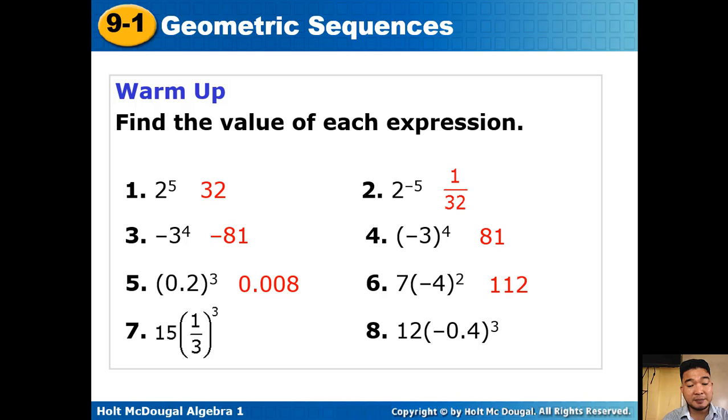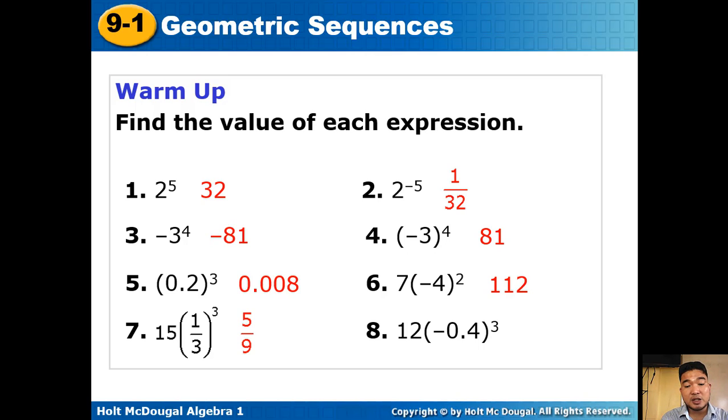For number 7, that is equivalent to 5 over 9. Since 1 over 3 cubed is equal to 1 over 27, since 3 times 3 times 3 is 27. Then multiply it by 15. So you will have 15 over 27. Then simplifying it further, since 15 and 27 are both divisible by 3, you'll have 5 over 9.